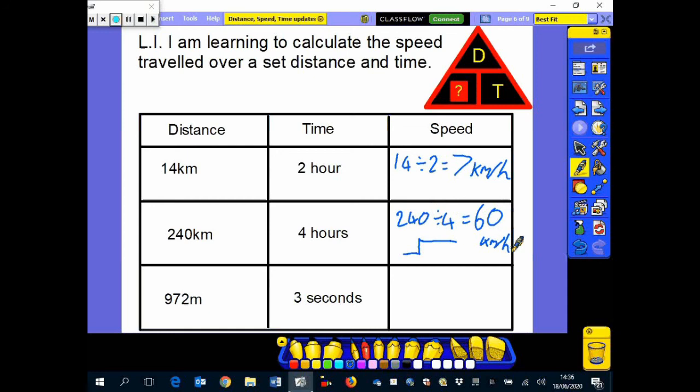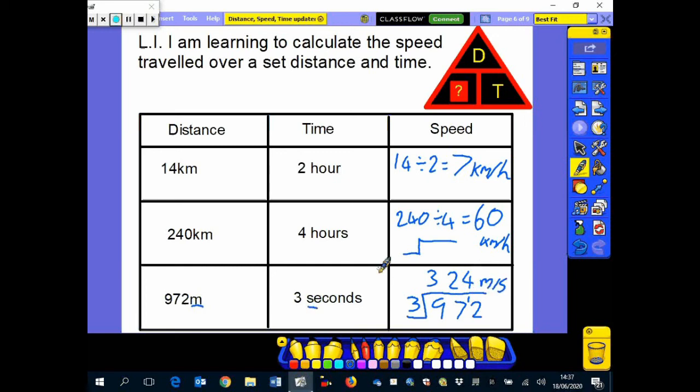Now this last one here, I would do as a proper formal division sum, and that's what I'm going to do here. So we have another sort of bullet speed here, something very, very fast, going 972 meters in just 3 seconds. So we're going to have 972 divided by 3. So how many 3s are in 9? 3 of them. How many 3s are in 7? 2 with 1 remainder. How many 3s are in 12? 4. So 324, and it's going to be meters per second.